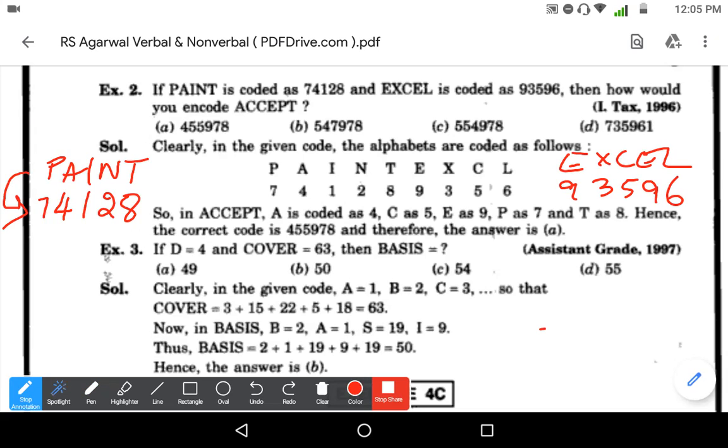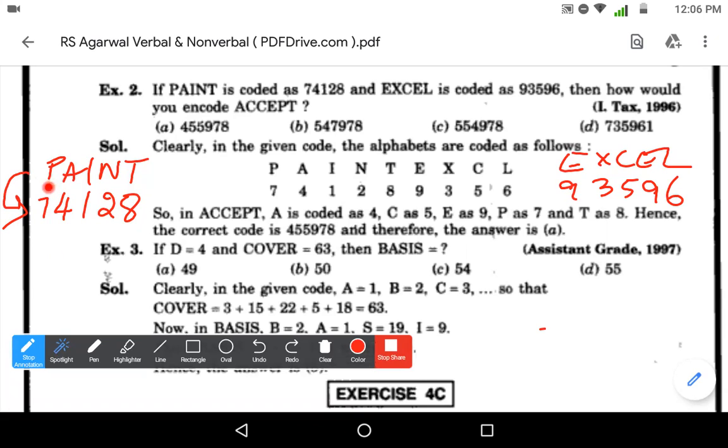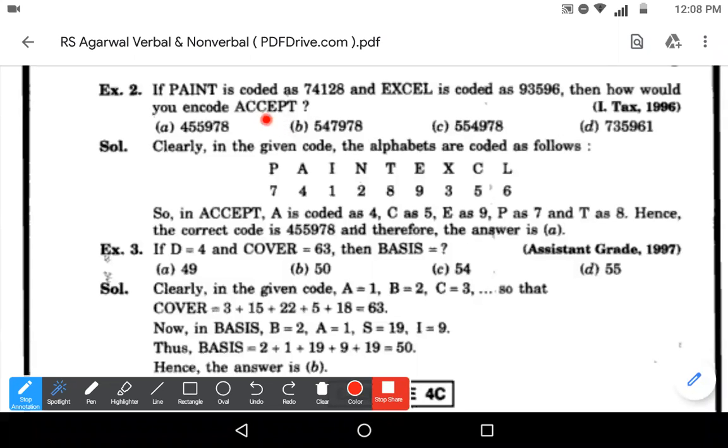Okay. Now if you see the question, they are asking how do we encode accept. Now in accept, ACCEPT, let us see if all the letters are there. A is there, C is there, E is there. Now E is repeated, and for it the number is 9. Then P is there, and T is also there. So whatever numbers have to be taken, we will take the word accept and code it with the numbers given here. So let us start coding.